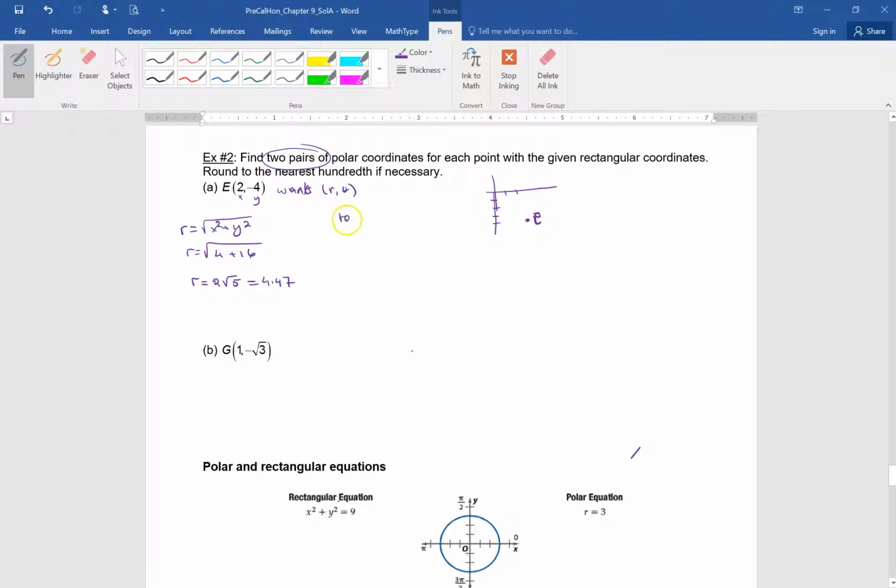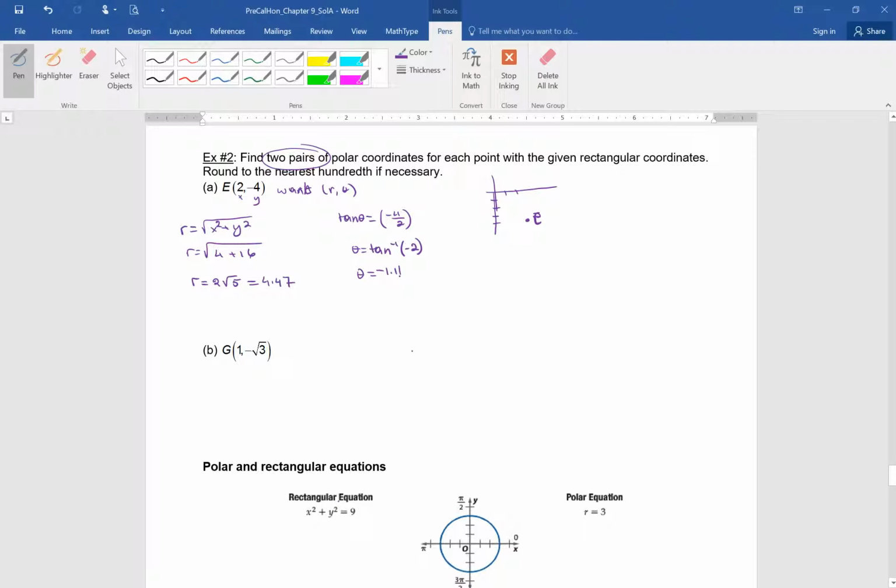Tangent of theta is equal to what? Negative 4 over 2, right? So theta is the inverse tangent of negative 2. And how much would that be if you plug it into your calculator? In radians. Let's go in radians. So negative 1.11 is what you get. We are working in radians.